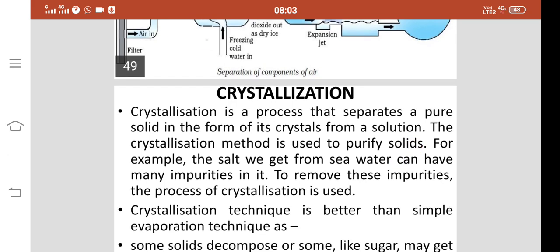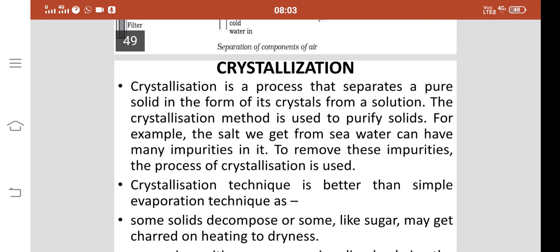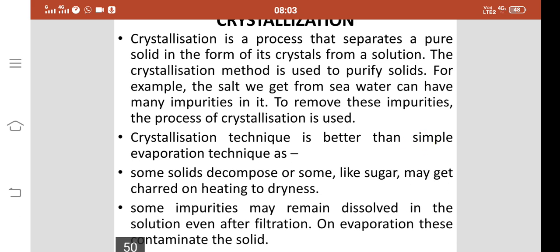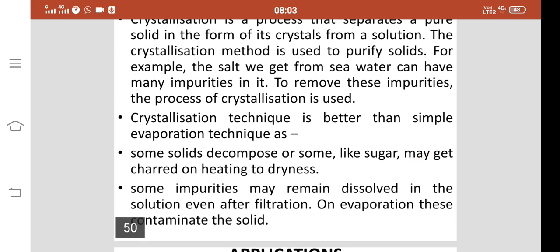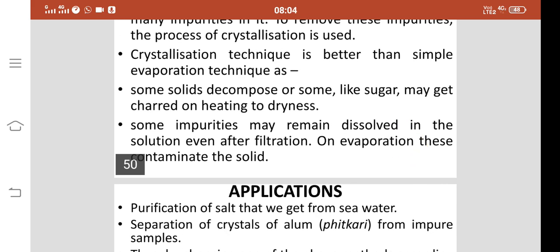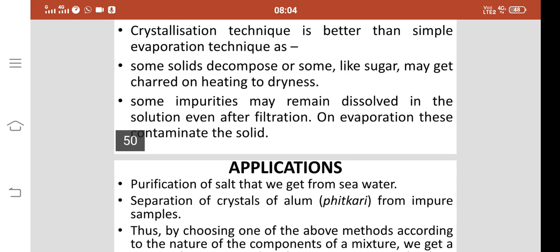The crystallization technique is better than simple evaporation techniques, as some solids decompose or some, like sugar, may get charred on heating to dryness. Some impurities may remain dissolved in the solution even after filtration. On evaporation, these contaminate the solid. Now the applications: purification of salt that we get from seawater, separation of crystals of alum (Fitkari) from impure samples.